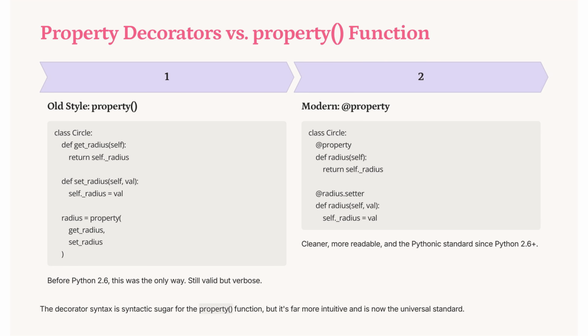The property function was the original method for creating properties in Python, offering a verbose approach. With Python 2.6+, the property decorator became the standard, providing a cleaner, more readable syntax. This decorator is syntactic sugar for property, making it the preferred, intuitive choice for defining properties in modern Python.